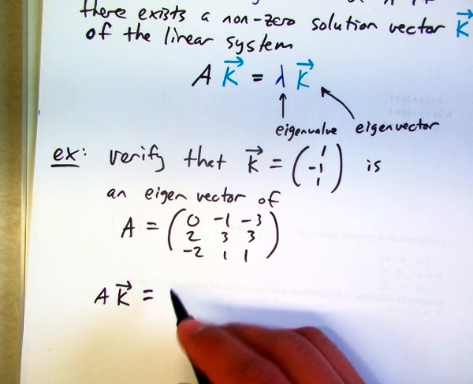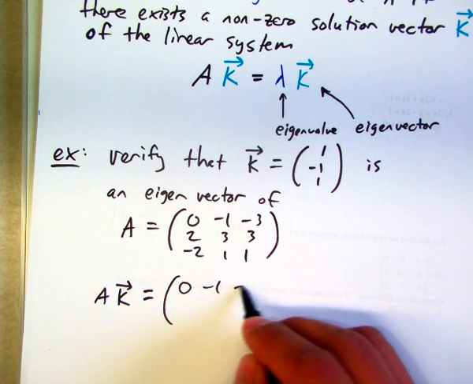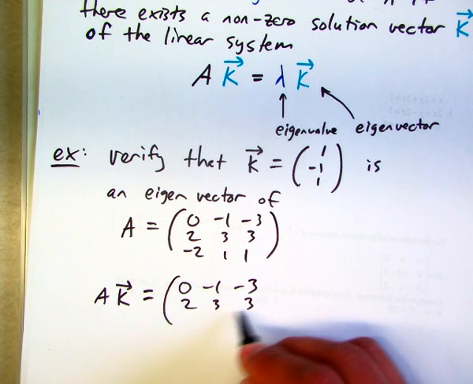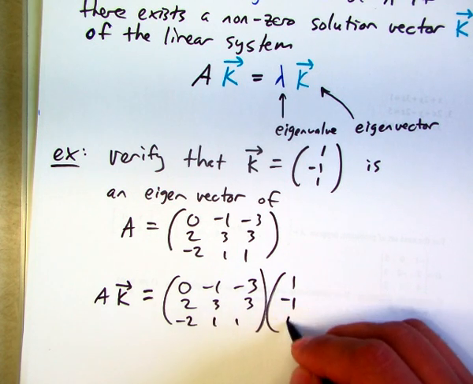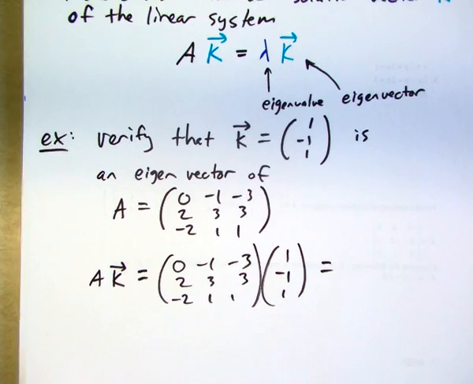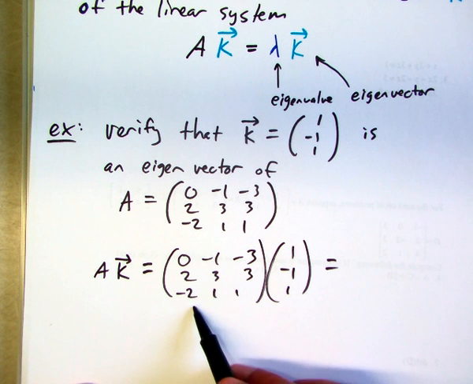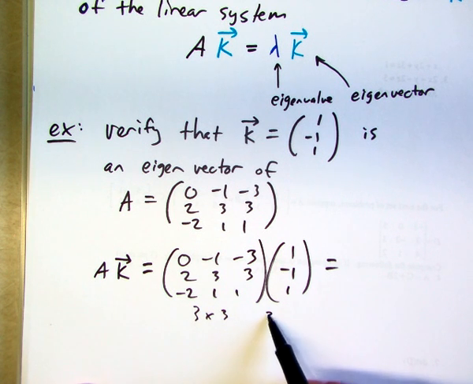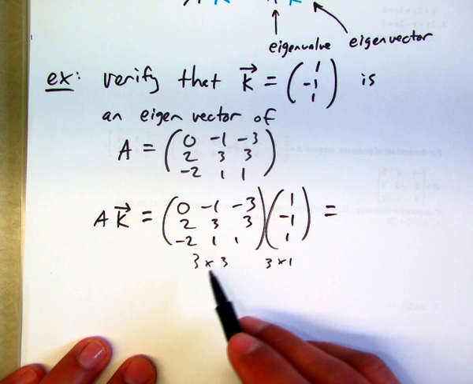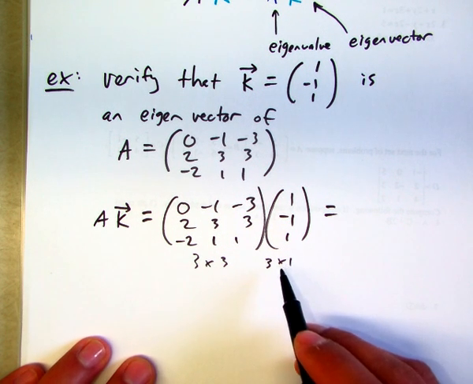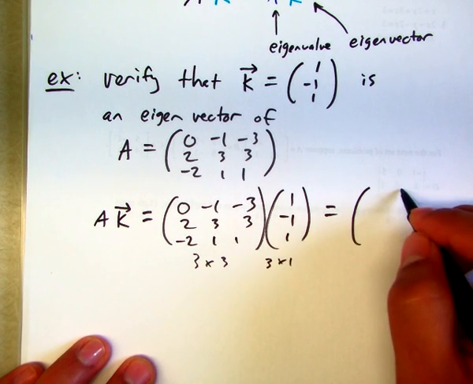So if we multiply A with K, here we have a 3 by 3 times a 3 by 1, which will give me a product that is a 3 by 1 matrix. And what will that matrix look like if I do the multiplication?